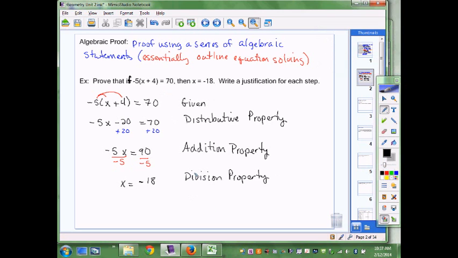Once we make this into a formal proof, this row of the math that we've done becomes our statements. And this row, the reasons. We don't enter into the formal proof our distribution lines, we don't put in our plus 20s, we don't put in our negative 5s that we're dividing by. We do this row, this row, this row, and this row because it's formal. So it's supposed to be very concise and clear and structured.